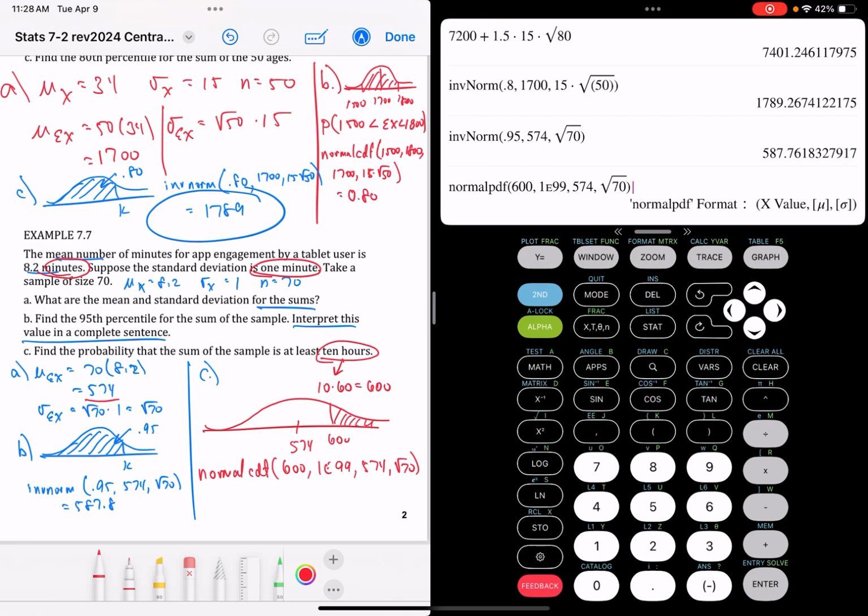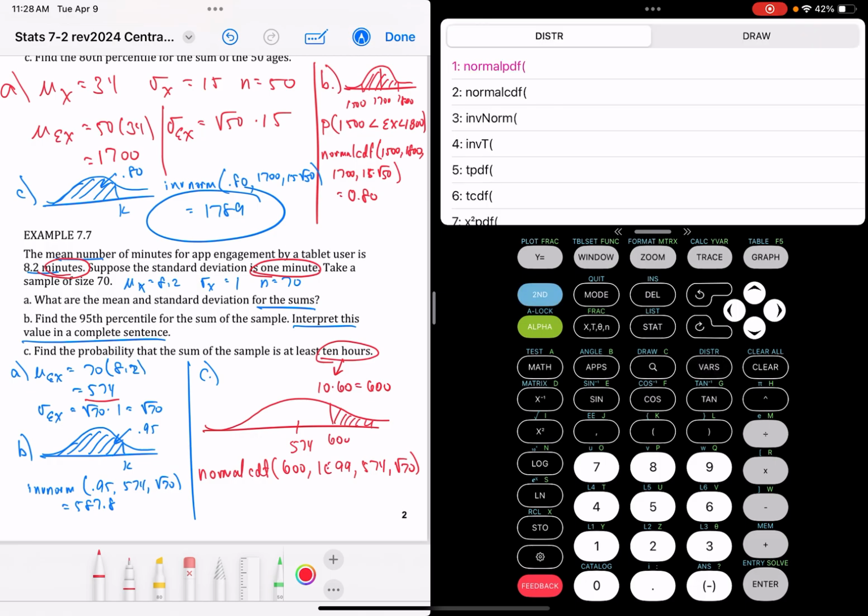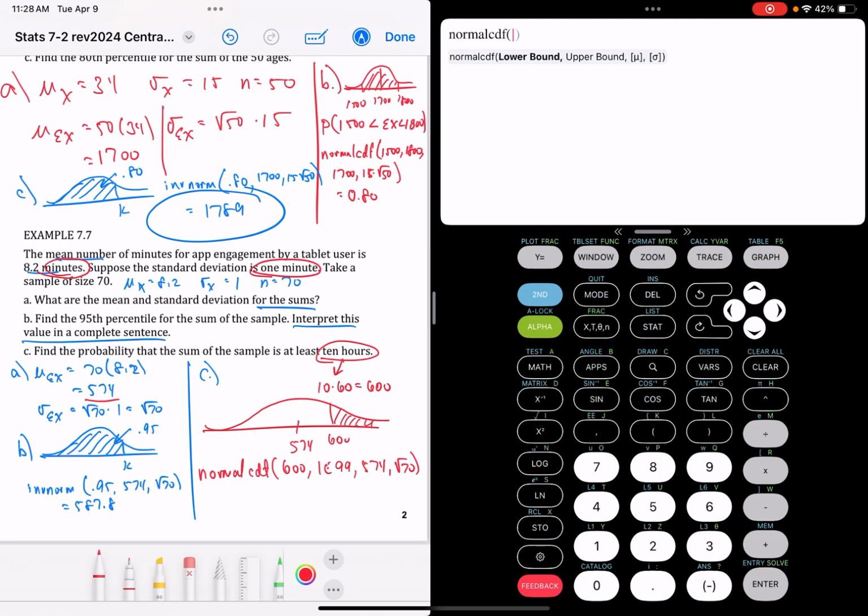And it looks like I've got an error message on here. It looks like I've got the normal PDF, with our x value 600, 1e99, 574, square root 70. All right, so we'll just start over. It looks like something it did not like. So lower bound. I think I might have accidentally clicked the PDF. Okay, yep, big fingers there. So 600, 1e99, 574, and square root 70.